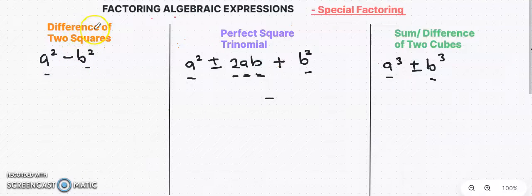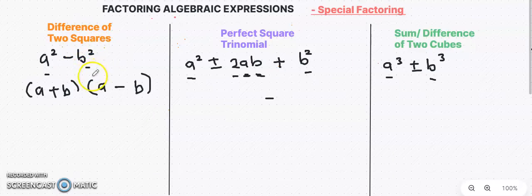Now let's factorize the difference of two squares. First, we open two brackets to factorize. Next, we put the first thing squared in each of the brackets. In this case, it is a. We write a in each of the brackets. Next, we put the second thing squared in the brackets, which is b in this case. And next, we alternate the signs. One of the brackets will be a positive and the other a negative. So this is how we factorize the difference of two squares.